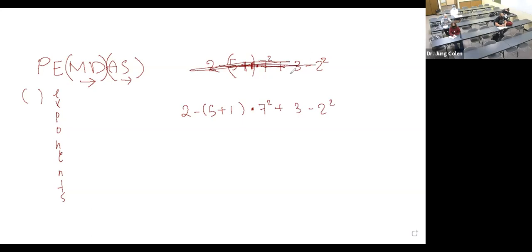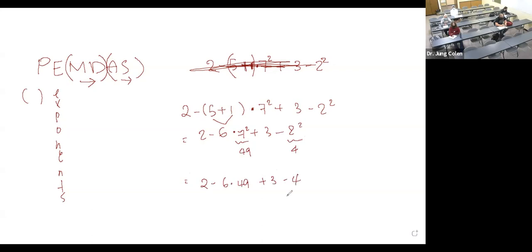Okay, what do you do first? Parentheses. So where's the parentheses? Right here. You need to do this operation first. 6. So you have 2 minus 6 times 7 squared plus 3 minus 2 squared. Now what? Exponents. So we have exponents here and there. You need to do the operation. So you're gonna do 49 and you have 2 squared, 4. So if we rewrite this, I can have 2 minus 6 times 49 plus 3 minus 4.